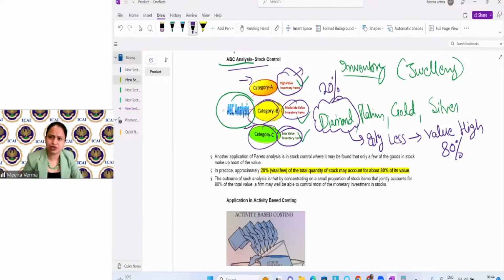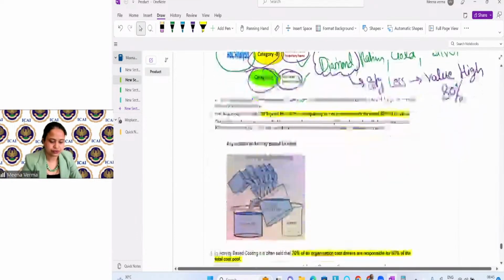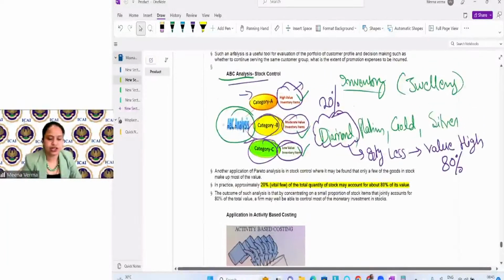Silver is very cheap and you can buy more in quantity, like 60,000 per kg is the price of silver. But what is the price of the gold? Expensive, right? So this is the difference. In this way, we can create categories of the inventory based on their value.